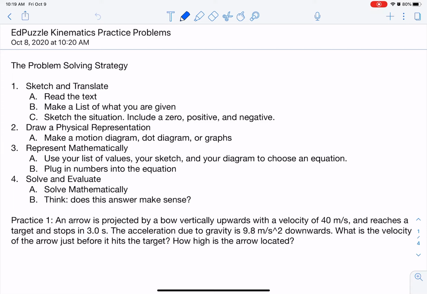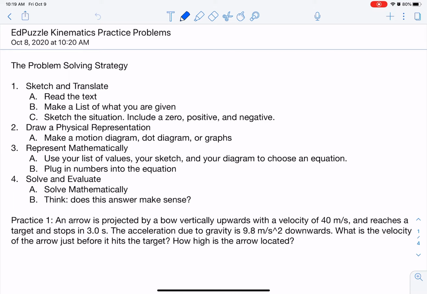Our third step is to represent mathematically. So we have a bunch of different equations that we could use. We're going to use our list of values, along with our sketch and our diagram, to choose which equation we need to use. Then we're going to plug our numbers into the equation.